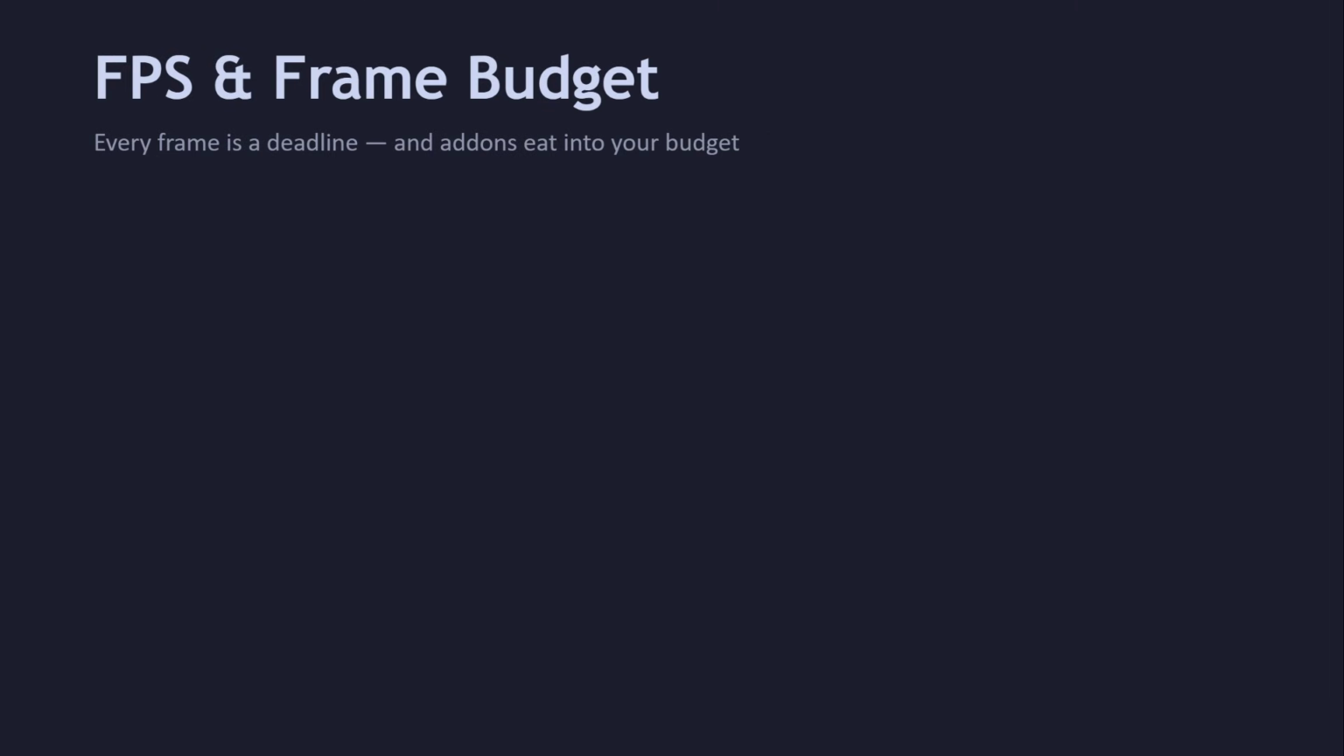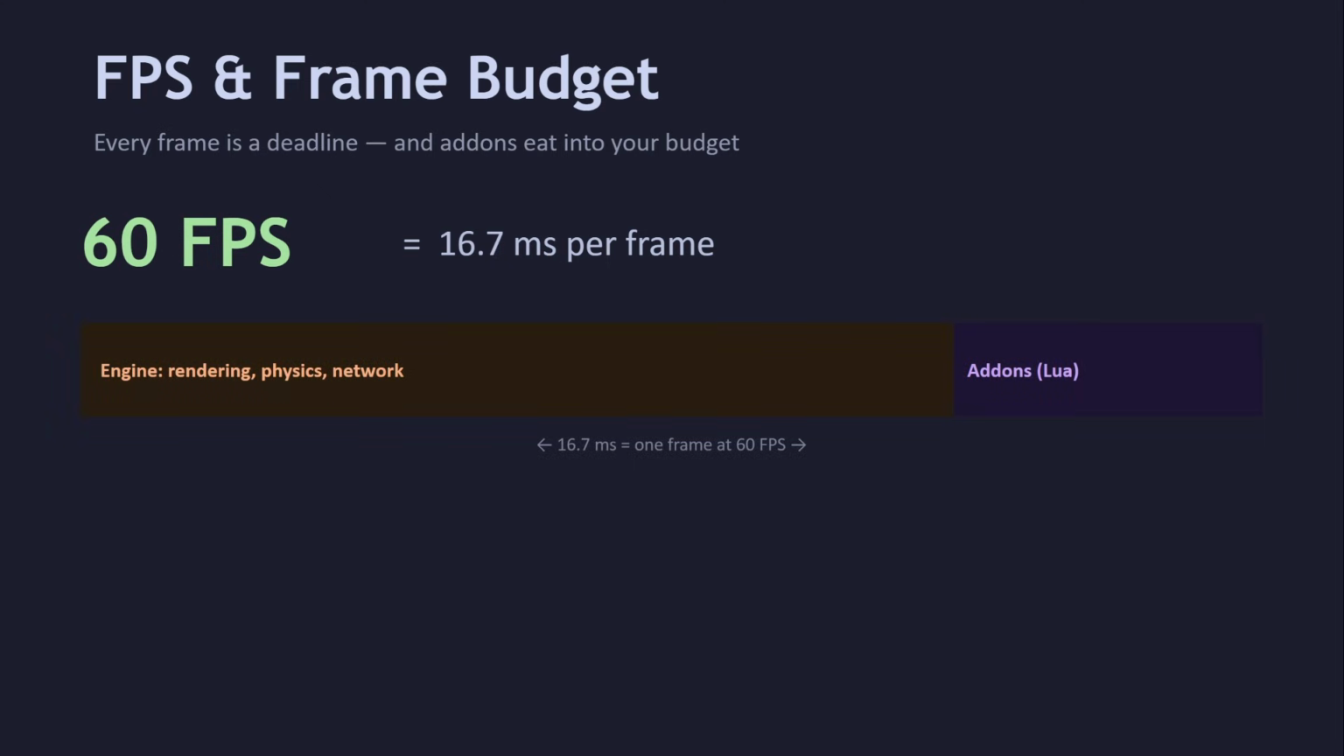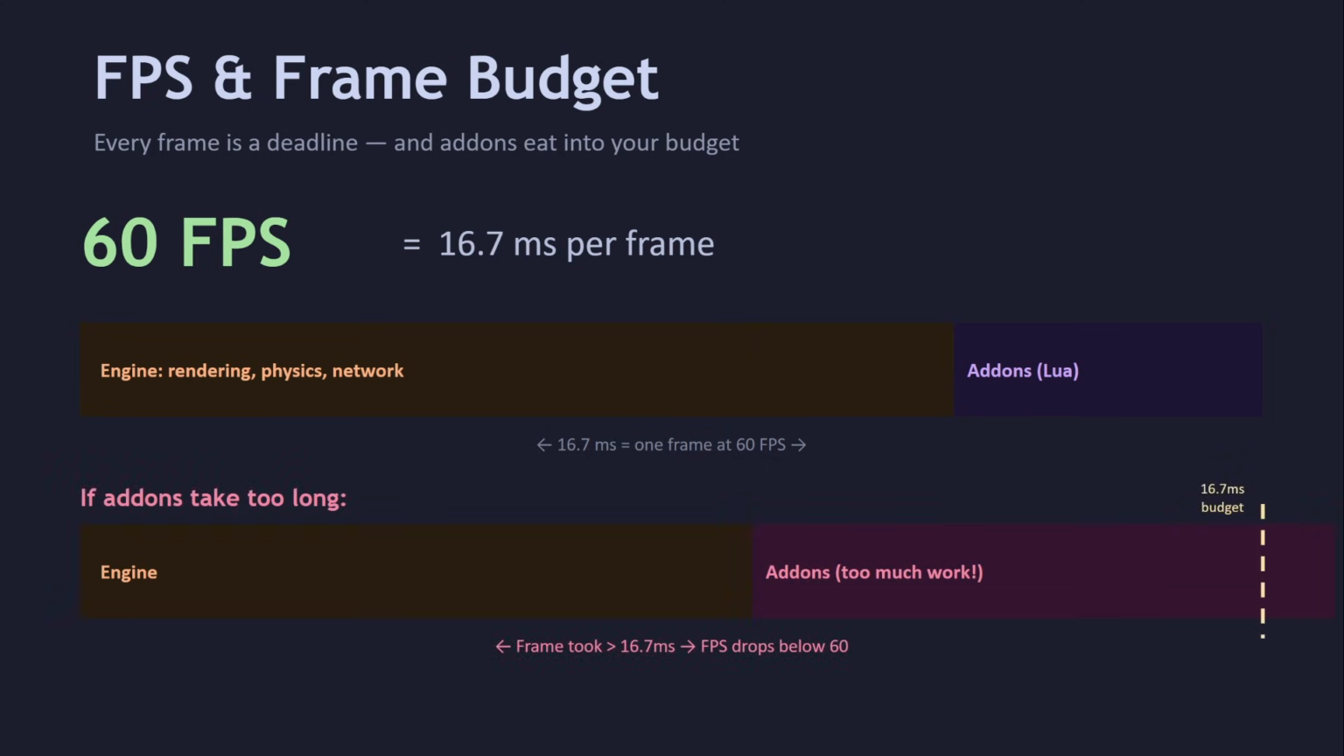So why does this actually matter? Let's talk about frame budgets. If you're running at 60 FPS, every frame has to be done in 16.7 milliseconds. That's not a lot of time, and everything has to fit in there. The engine needs to render the world, handle physics, process network data, and then your add-ons get whatever time is left. If your add-on takes too long, the frame can't finish in time.